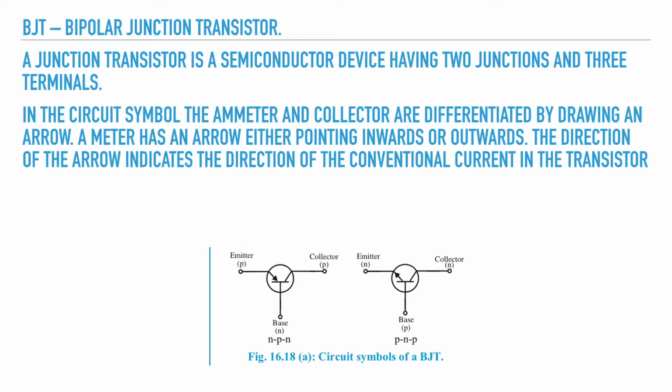The current in a transistor is carried by both the electrons and the holes. Hence, it is called a bipolar junction transistor. The transistor has three doped regions which form a structure with two back-to-back PN junctions. There are two types of transistors, NPN transistor and PNP transistor.